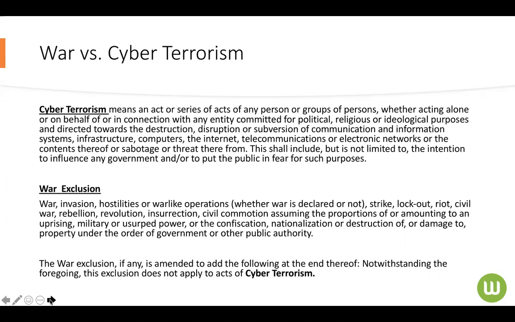We see a lot where folks will come to us and ask us if war is excluded. Actual war, no, but cyber terrorism, yes. And hopefully that makes sense. So keep in mind, you want to make sure that your policy includes cyber terrorism, but most of the policies that we see today do include a true war exclusion.